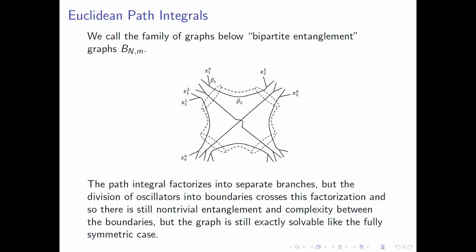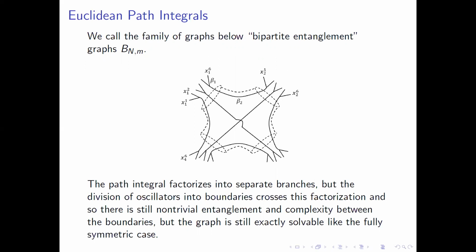But on each boundary, there exists an oscillator that goes to all boundaries, or there exists at least one oscillator that is connected to any other given boundary. So the state that we get by doing the path integral on this graph will not be of the form omega f. It will not be a fully symmetric state that we were considering before, but nevertheless, these states are still exactly solvable in the sense that we can compute entanglement and complexity, because the path integral factorizes across the separate branches.